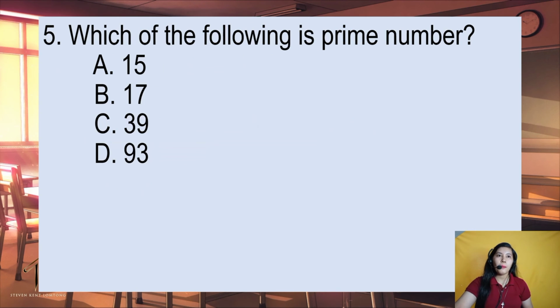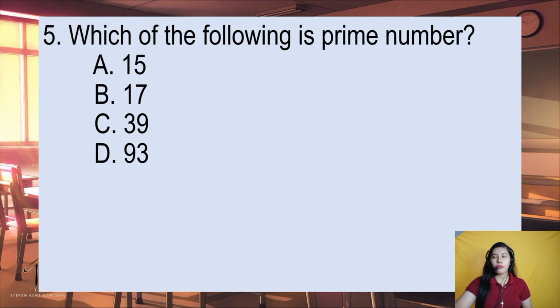Next. Which of the following is a prime number? Paano nga ba natin masabi if a number is a prime number? If all the factors is only 1 and itself, prime number yon. Pero kapag meron pa siyang factor other than 1 and itself, so yun naman ay composite number. Sa mga choices natin dito, we have 15, 17, 39, and 93.